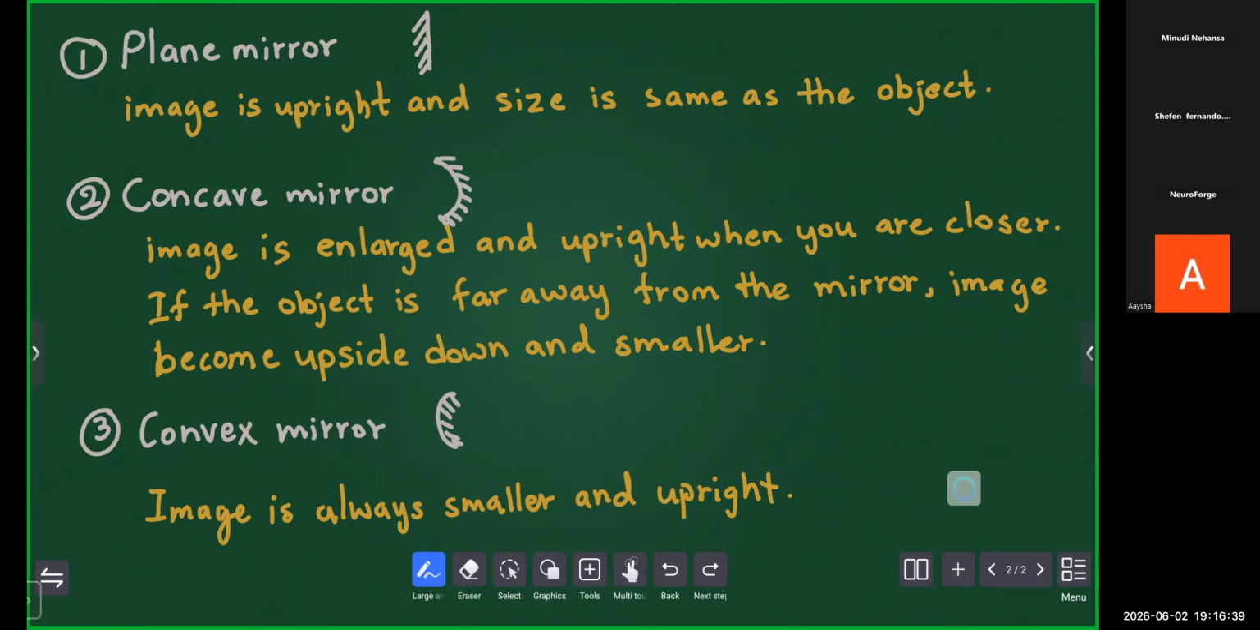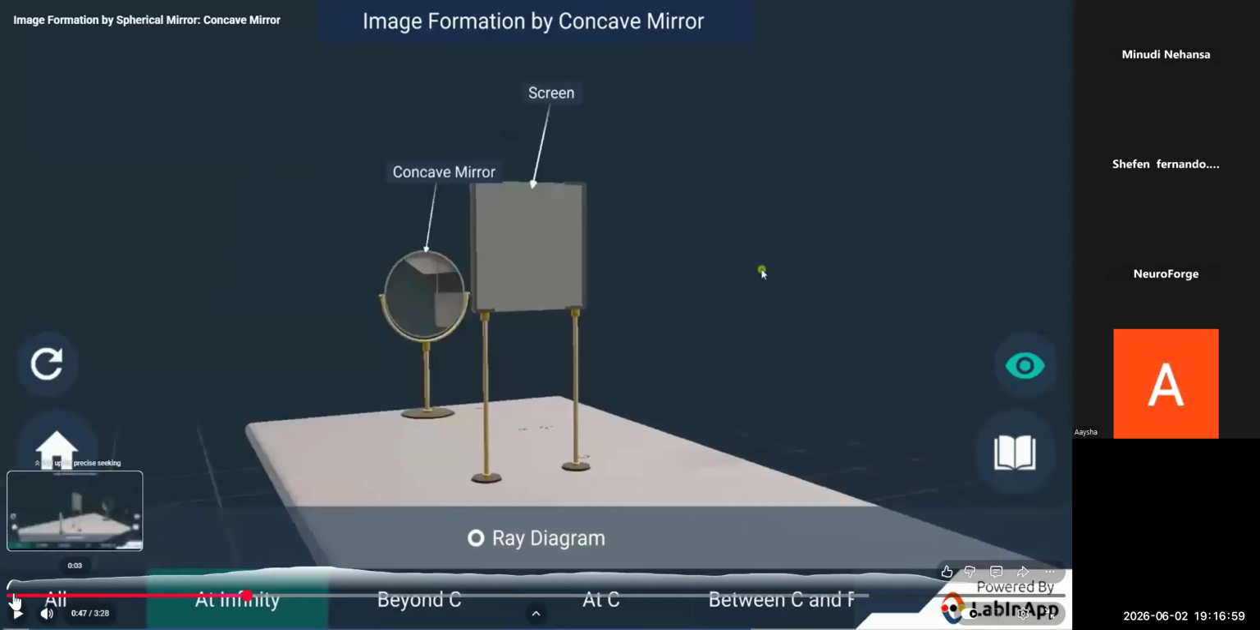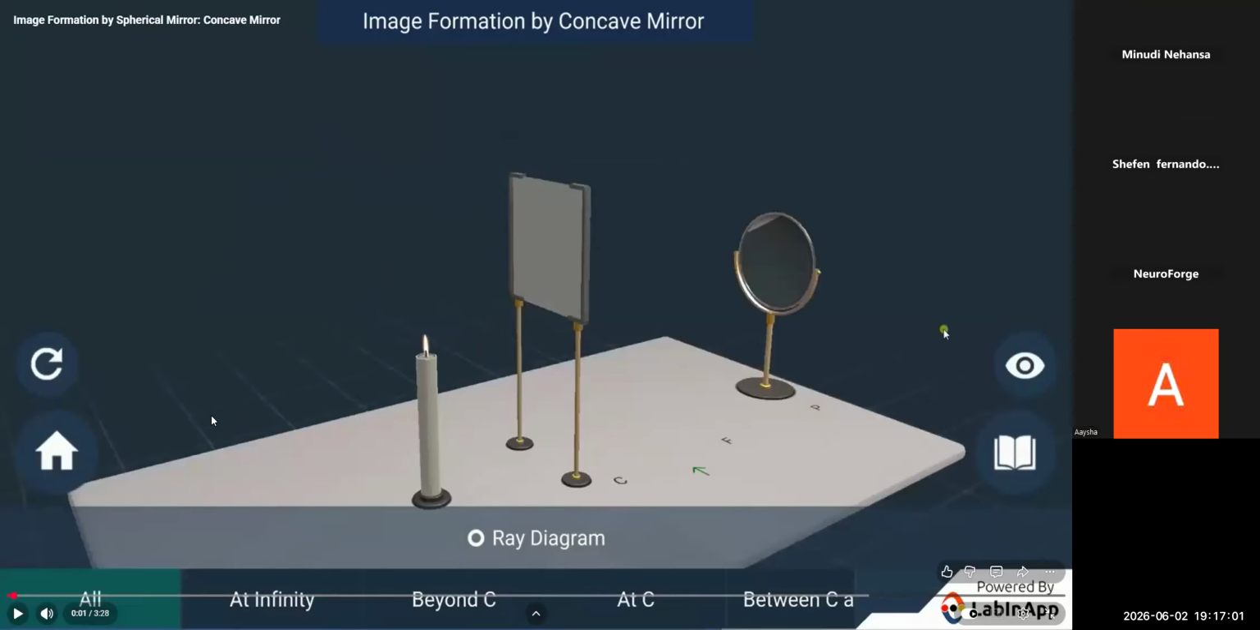Where is infinity? Am I sharing my screen? Am I sharing, Puti? No, not still the board. Very sorry. Let me replay the video. Okay. Now can you see, teacher? Yes, now can see.